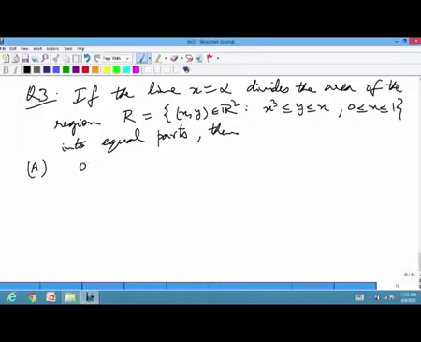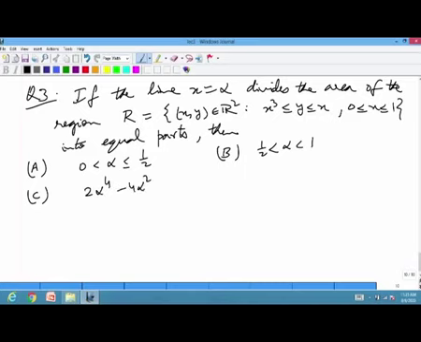The first option is alpha is greater than 0 and less than or equal to half. Second is alpha is greater than half and less than 1. C is 2 alpha to the 4 minus 4 alpha square plus 1 equal to 0, and D option is alpha to the 4 plus 4 alpha square minus 1 equal to 0.